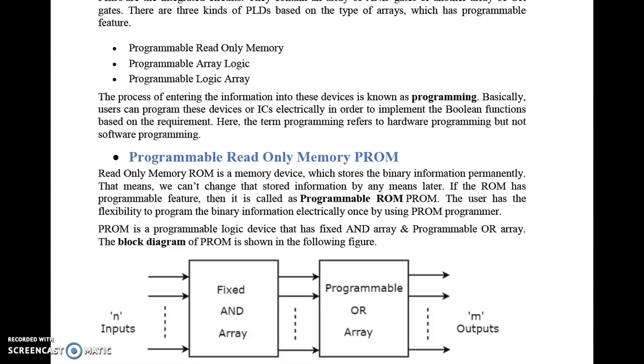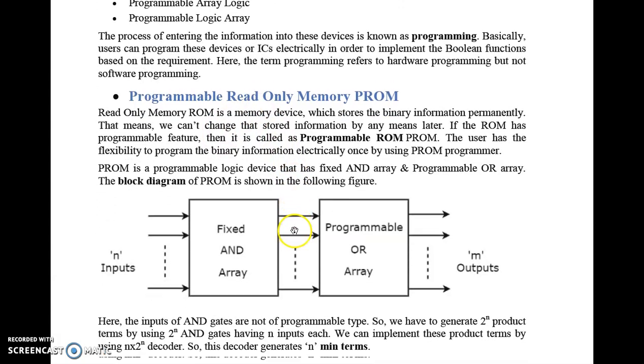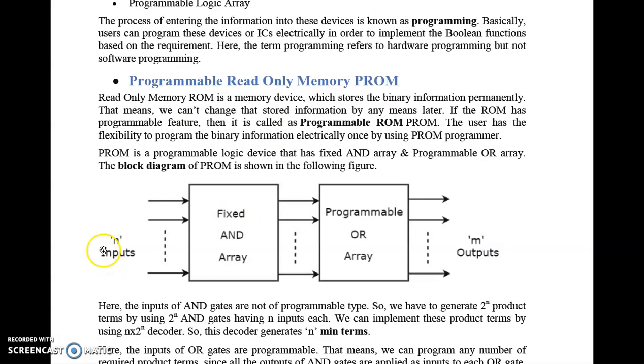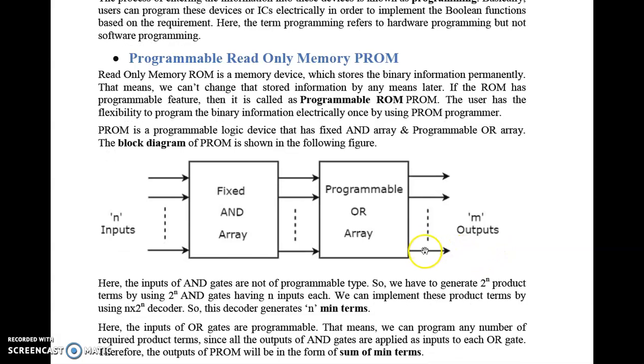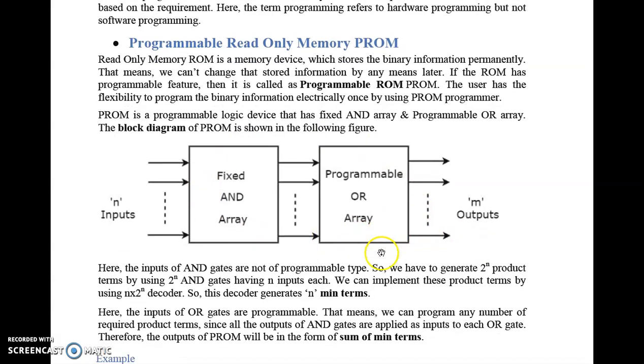PROM is a programmable logic device that has a fixed AND array and a programmable OR array. The block diagram of PROM is shown in the following figure. This figure shows there are n inputs going to the fixed AND array, and the output of the fixed AND array is given to the programmable OR array, and we will get m lines, that is m outputs. So this is the block diagram shown in the figure related to PROM.